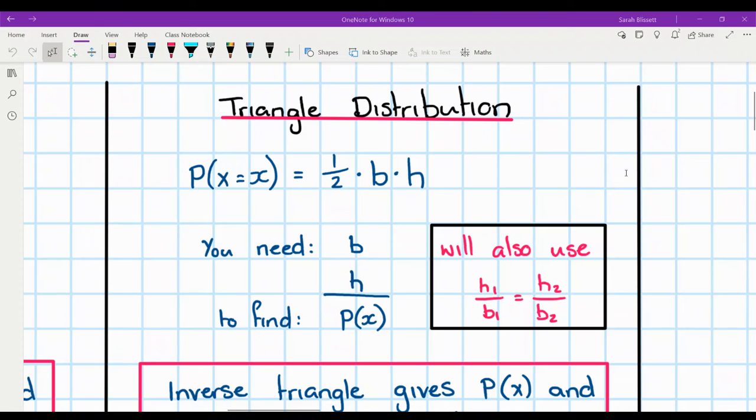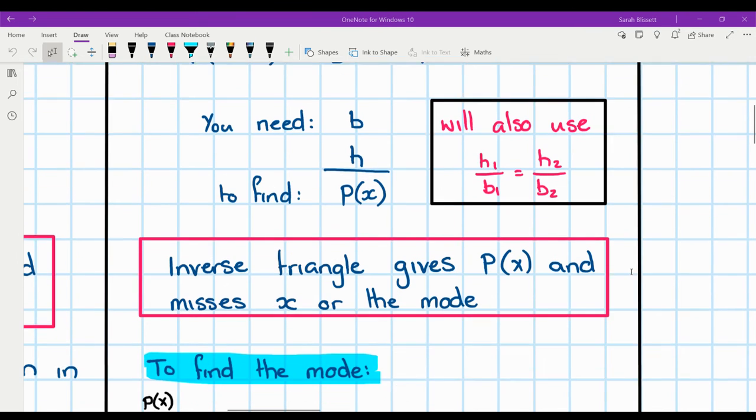So this video is going to look at the triangle distribution, specifically inverse triangle distribution problems. So we know that the formula for a triangle distribution is that our probability is equal to half our base multiplied by our height. So we need to know the base and the height of our triangles to find the probability of our event. We also use the ratio of right angle triangles, or similar triangles, where h1 over b1 is equal to h2 over b2.